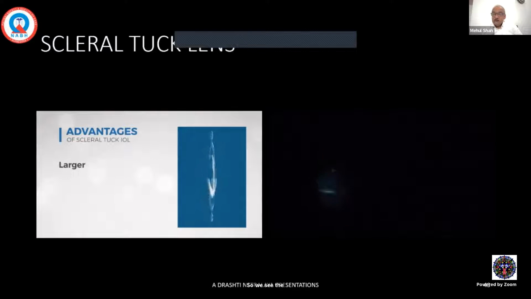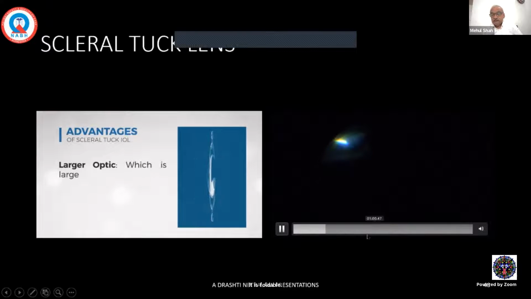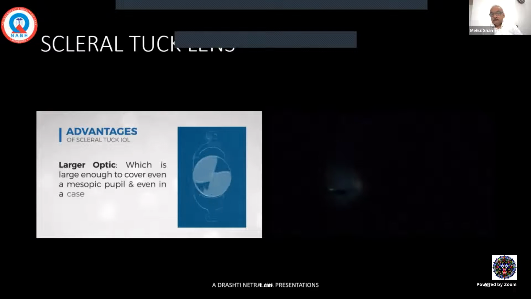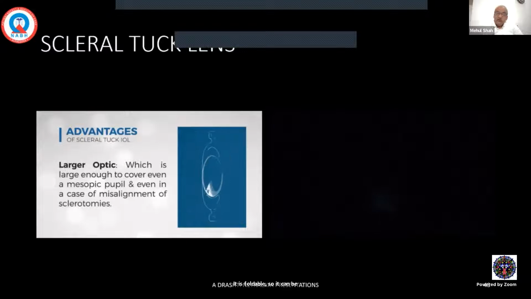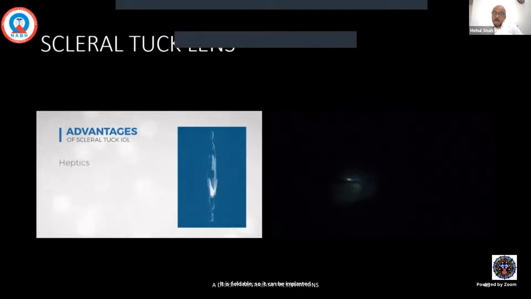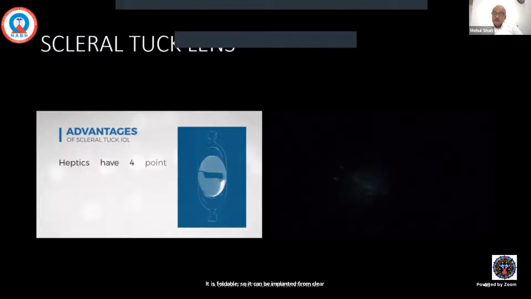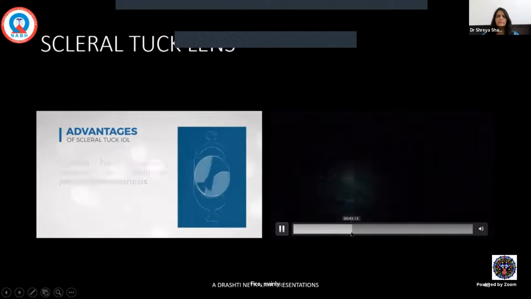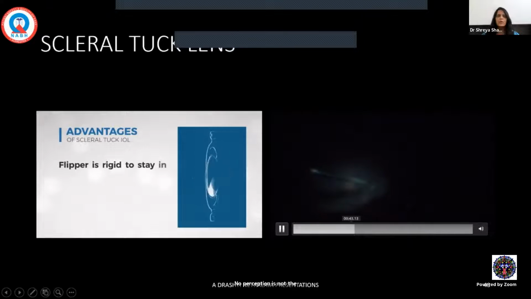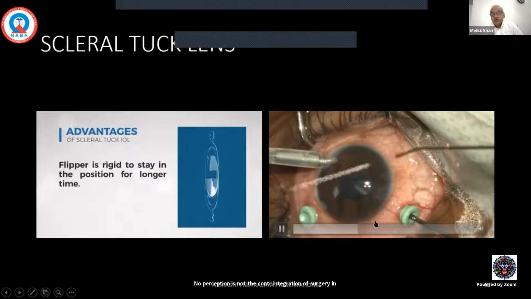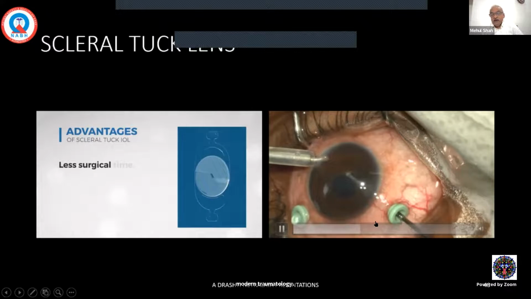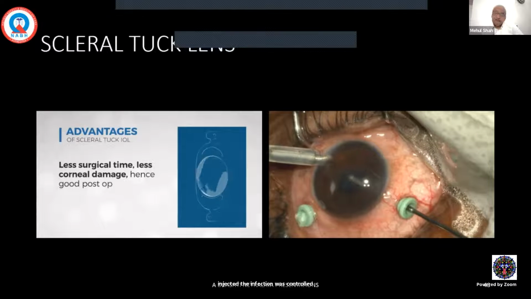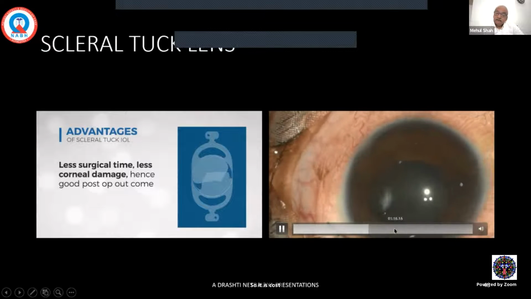Vitrectomy was done. Larger optic, which is large enough to cover even a mesopic pupil, and even in a case of misalignment of sclerotomies. Disc and macula. Haptics have 4-point fixation, so minimal pseudophacodonesis. Flipper is rigid to stay in the position for longer time. Less surgical time, less corneal damage, hence good.